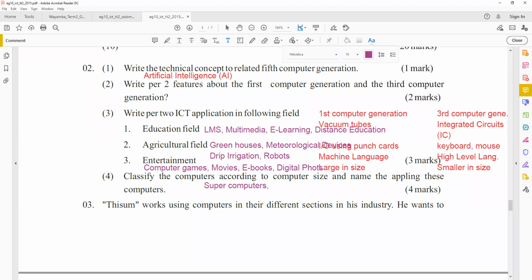Supercomputers. Then we can have mainframe computers, mini computers. Yes, mainframe, mini computers. And even we can say personal computers. So in supercomputers, where is it used? Yes, places like NASA, yes, and even military, even the government, right?